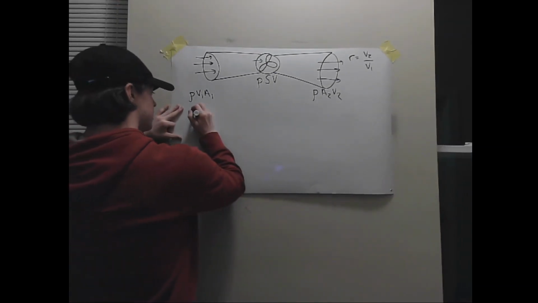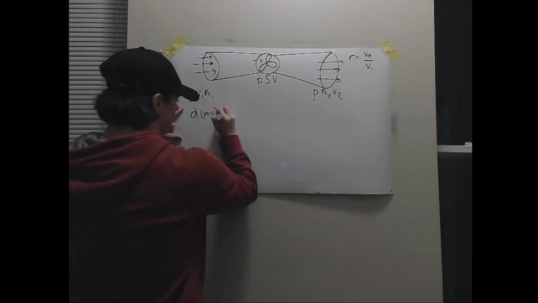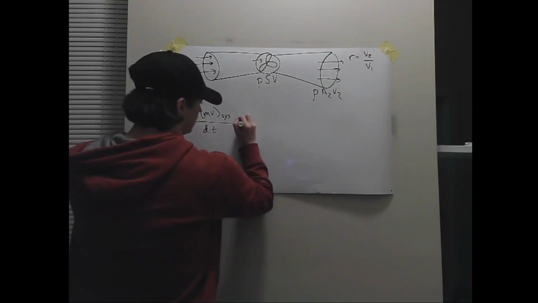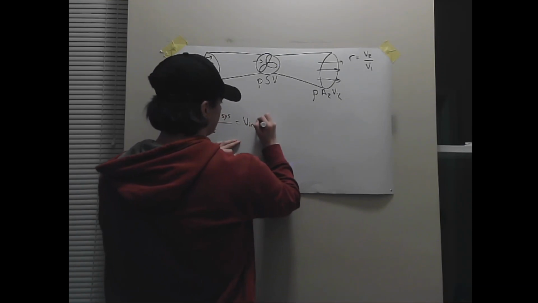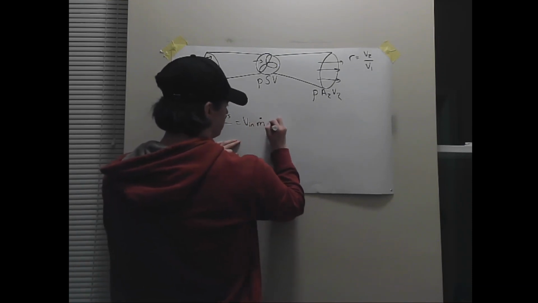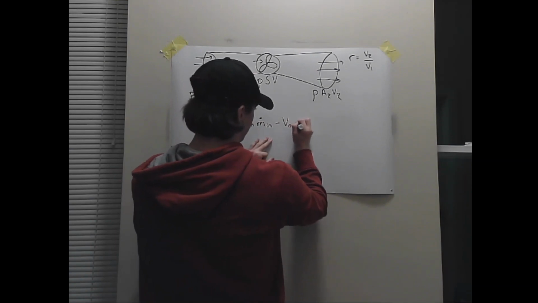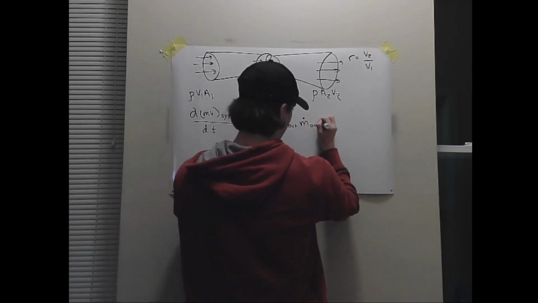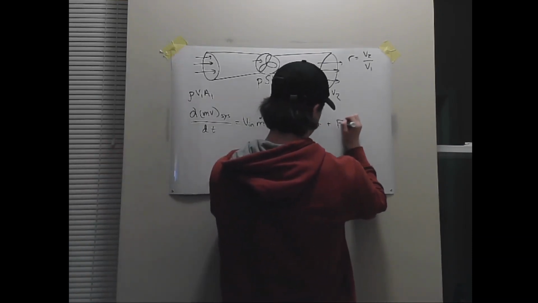So what this looks like is the change in momentum of the system with respect to time is equal to the velocity going in times the mass flow rate going in minus the velocity going out times the mass flow rate going out of the system plus the force applied to the system.